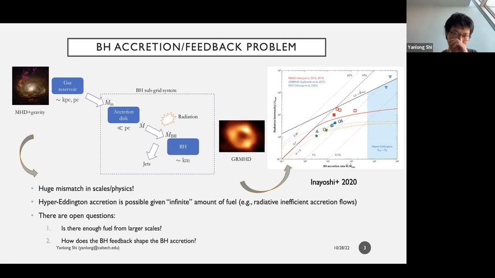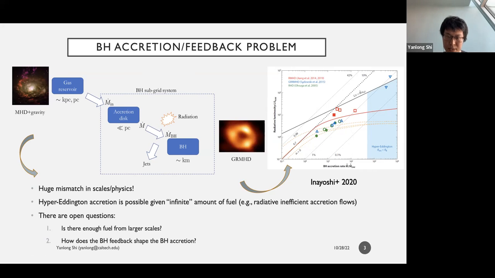This figure shows the problem of black hole accretion and feedback. First of all, it concerns a lot of different scales and physics. You have a kiloparsec or parsec scale, with cold gas inflow from the gas reservoir to the black hole. Then when you get close to the black hole, you can form an accretion disk. Through the flow from the accretion disk to the black hole, you also have feedback, like radiation, and near the black hole you can also have mass outflow in the form of jets or winds. In the meantime, the physics dominating the process also changes. For example, near the black hole you have very complicated general relativistic effects.